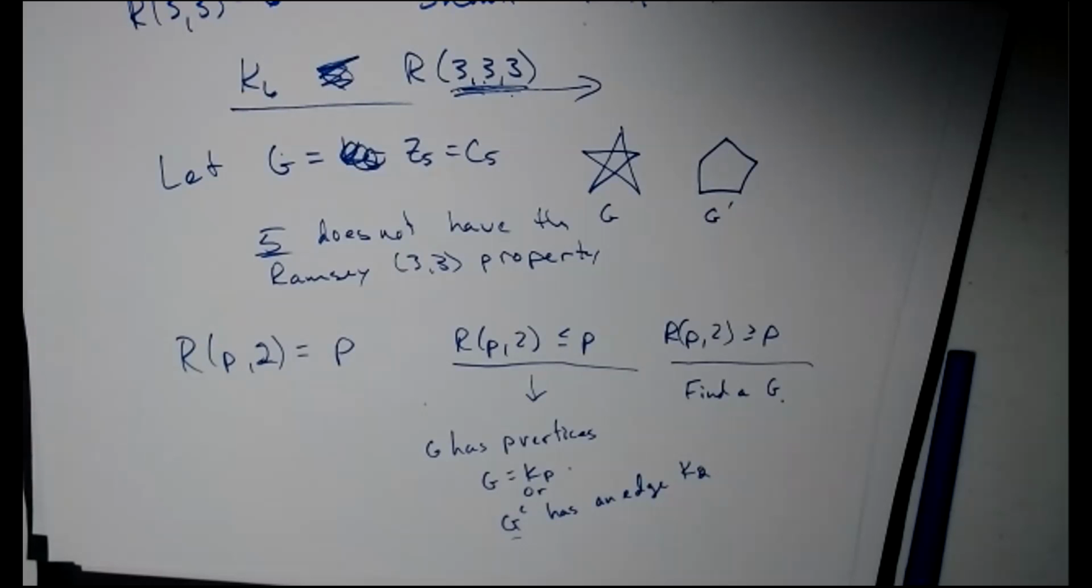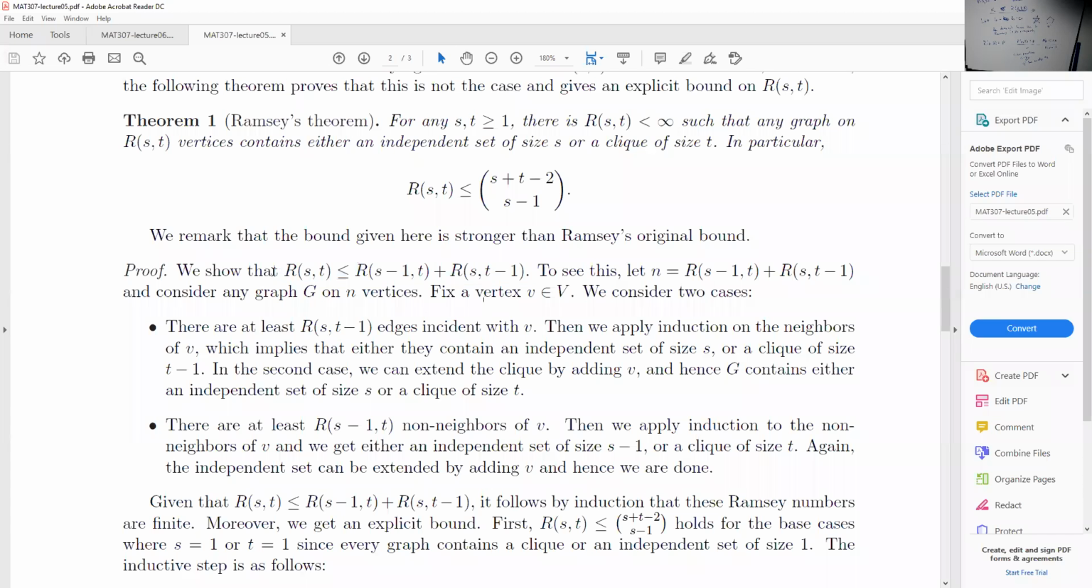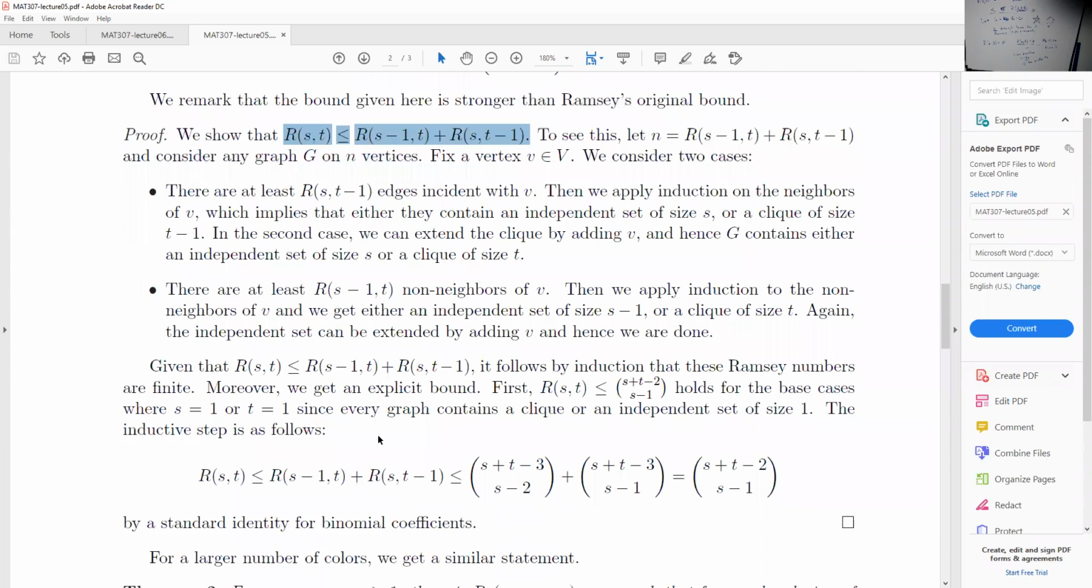Let me go back to the other page real quick. There we are. So this inequality is sort of the first inequality that you should develop if you're working on Ramsey numbers. And when you put it together, the second half of this proof is really kind of neat because it's super accessible. We know this holds if we plug in something small like S and T equal 1.